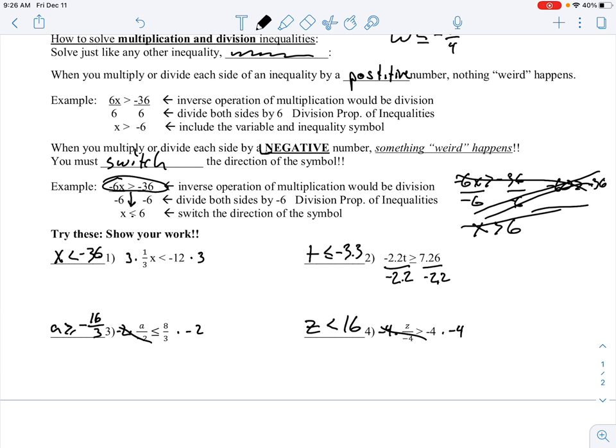Remember, if we divide or multiply by a negative number, we have to switch the direction of our symbol. Don't forget that part. It's very important, or else we get stuff like this example we did here, where we get an untrue statement when we want a true statement.